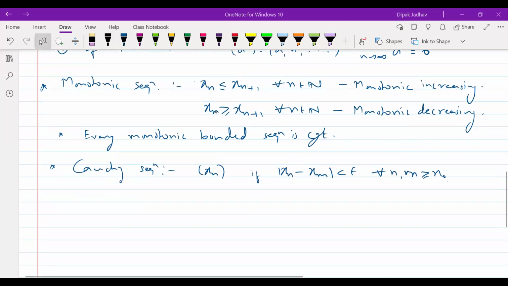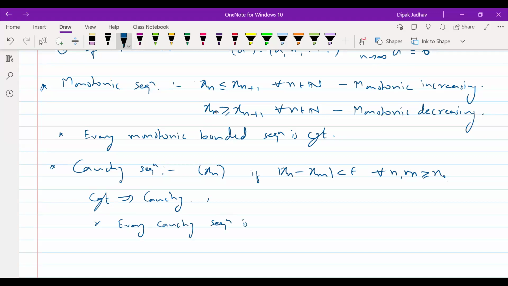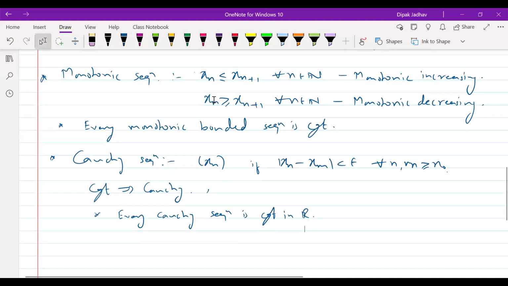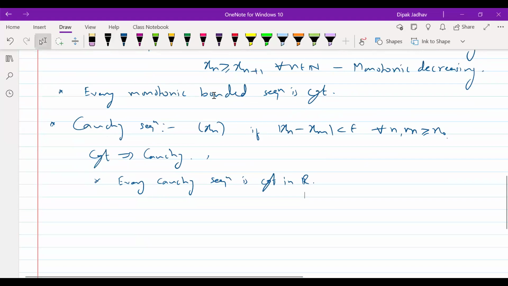And there's a relationship between convergent sequences and Cauchy sequences: every convergent sequence is always Cauchy. The converse of the statement in general is not true, but we do have something like: every Cauchy sequence is convergent in R. It means that instead of observing sequences in a subset of R, if you observe that sequence in the full set of real numbers.